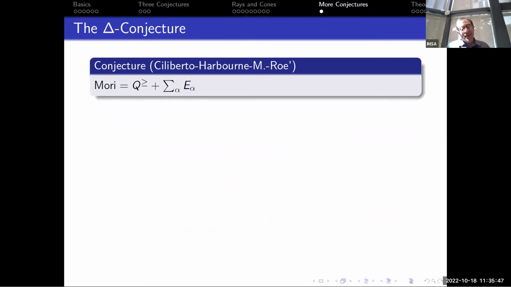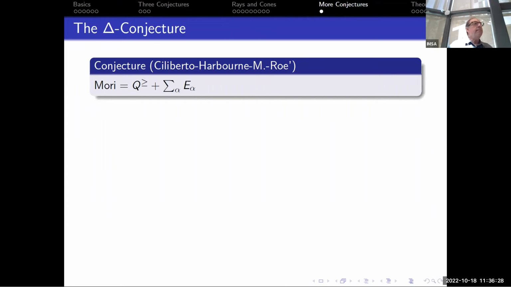So we have a couple more conjectures now. This is a conjecture made by Giliberto, Brian Harbourne, me and Kim Roy about six or seven years ago, that the Mori cone in this range of n bigger than or equal to 10 is the positive part of the non-negative cone, the Q cone, plus the exceptions. This could be true. We don't know if it's true or not. But this would be the easiest thing that could be true. A rather simple statement.